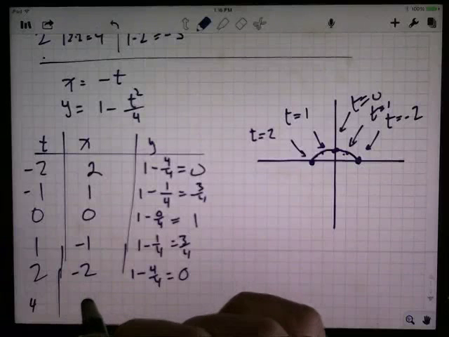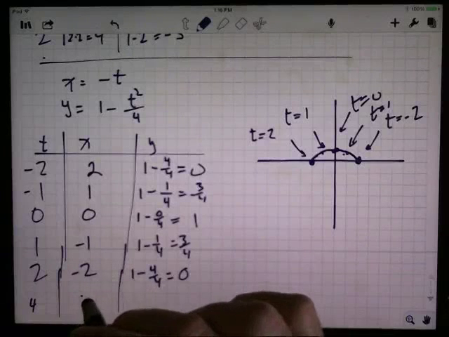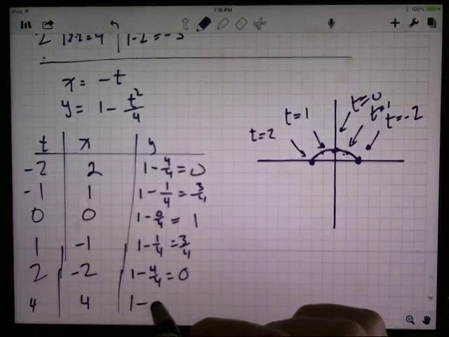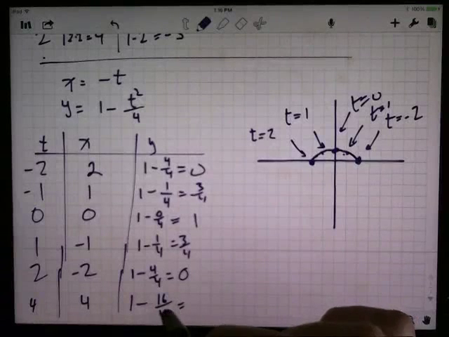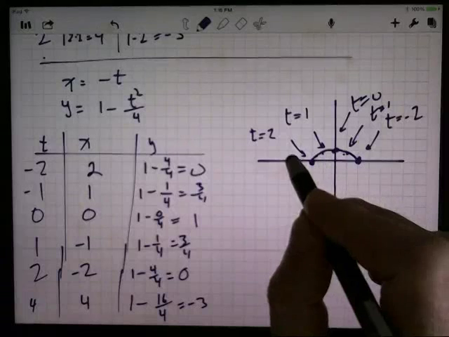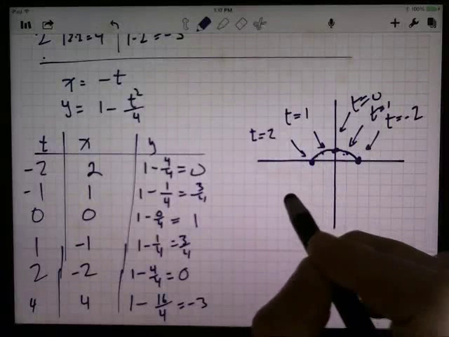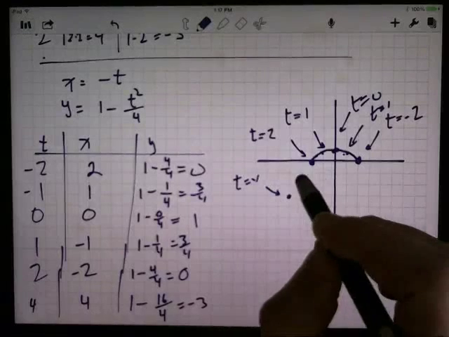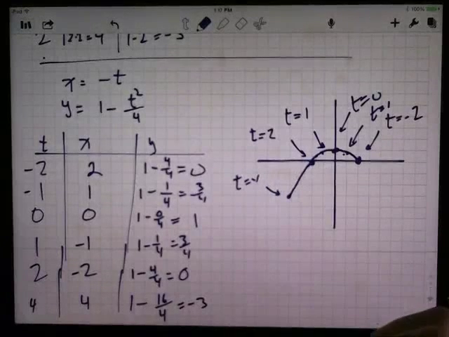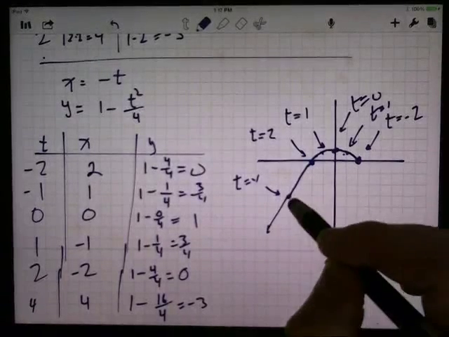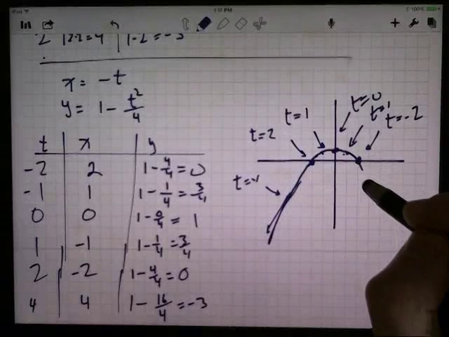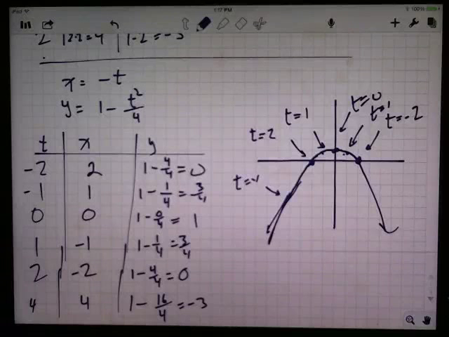Plug in t equals 4. X is 4. y is 1 minus 16 over 4. So that's 1 minus 4, which is negative 3. This point right here. You could plot some more points to see what it looks like. It seems to be doing something a lot like what the last one did. It kind of looks like a parabola. Actually, in fact, I'll be able to show that it is exactly the same curve. I'll do that in the next video.